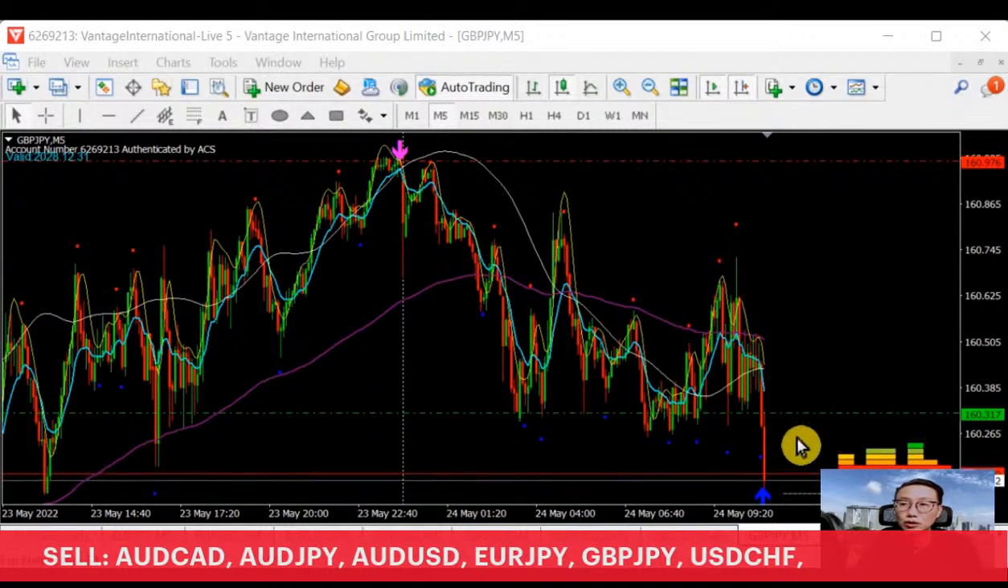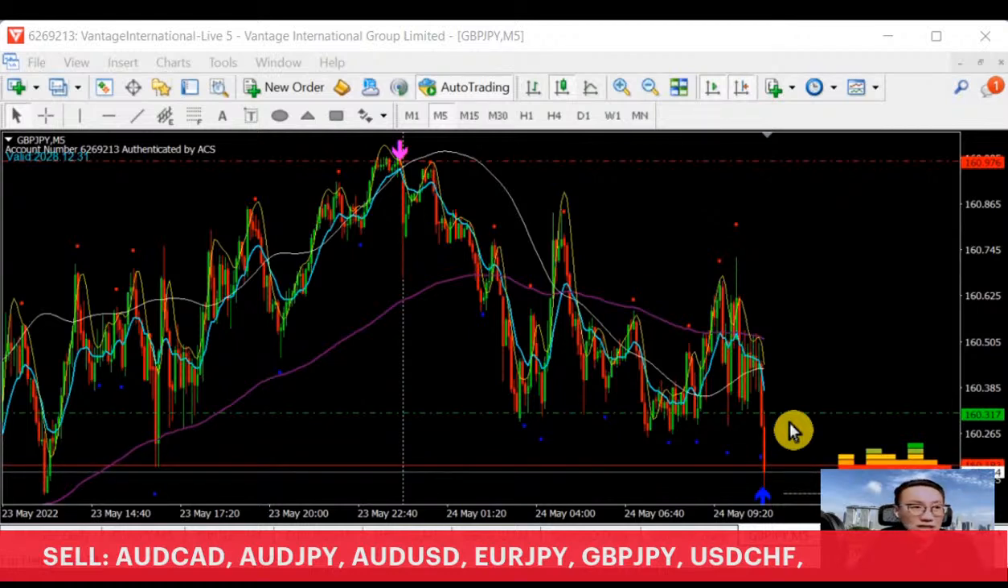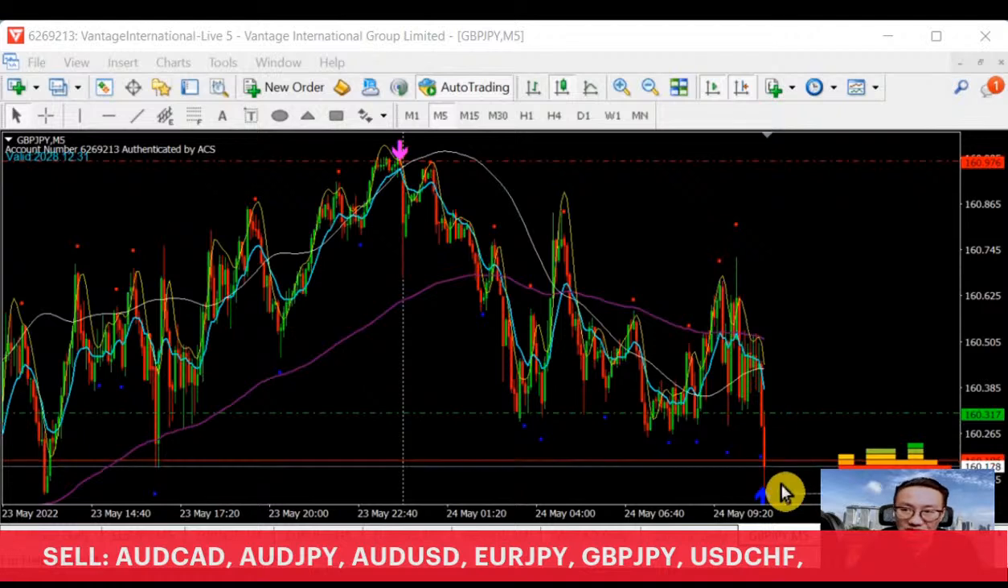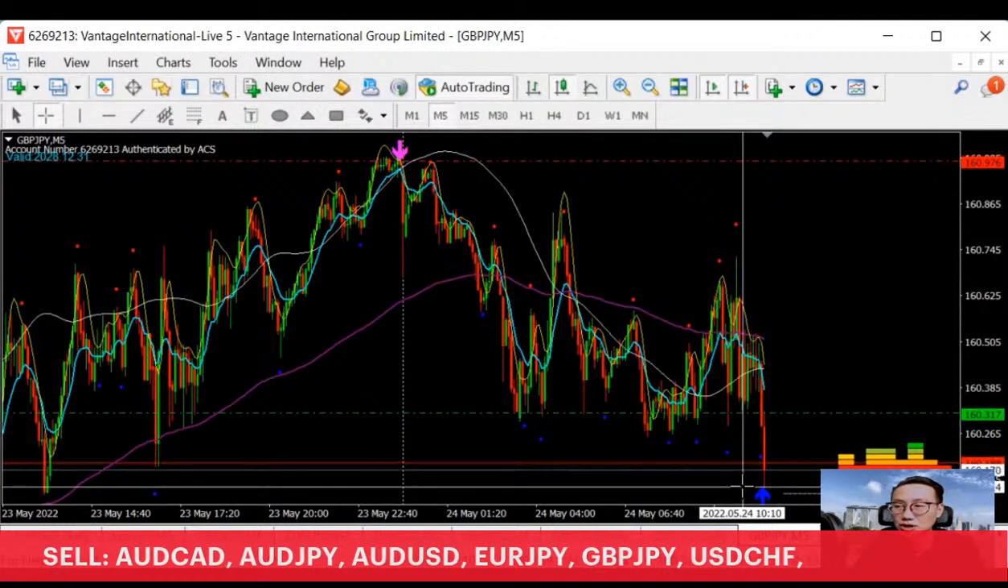So am I going to enter a trade like this? Wow, it seems like a very big movement. It's very fast. But I would suggest no, don't chase. This is a chasing trade. If you enter a trade, you probably may enter right at the bottom here, which is not advisable.